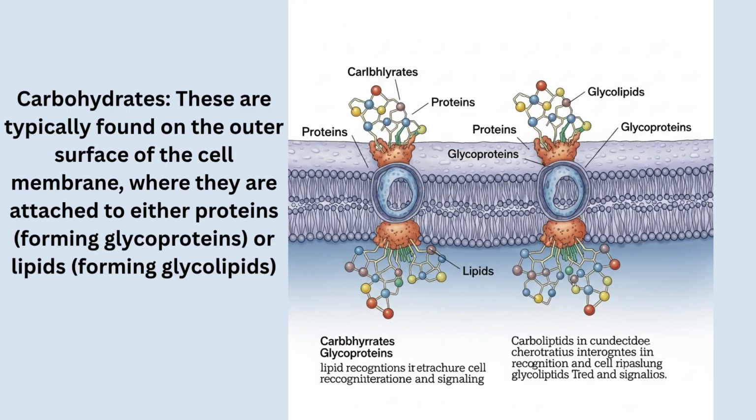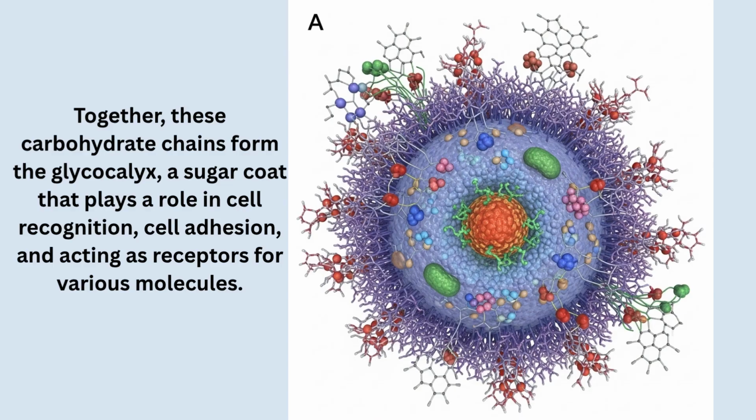Carbohydrates. These are typically found on the outer surface of the cell membrane, where they are attached to either proteins, forming glycoproteins, or lipids, forming glycolipids. Together, these carbohydrate chains form the glycocalyx, a sugar coat that plays a role in cell recognition, cell adhesion, and acting as receptors for various molecules.